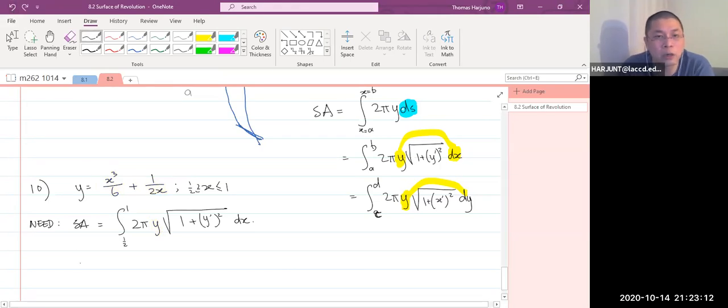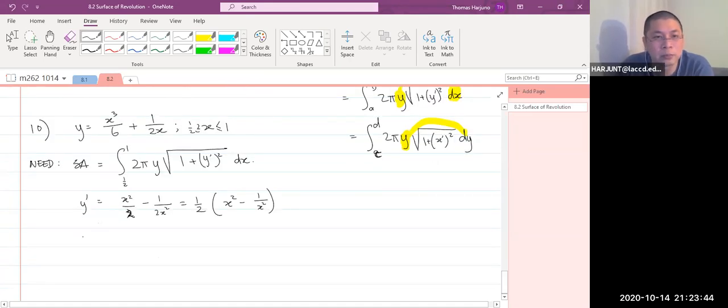Let me do y prime the standard way. Y prime equals x squared over 3 minus 1 over 2x squared. I'm sorry, x squared over 2. So I factor the 1/2 out. It's x squared minus 1 over x squared. If I square it, it is 1/4 times x squared minus 1 over x squared, being squared.